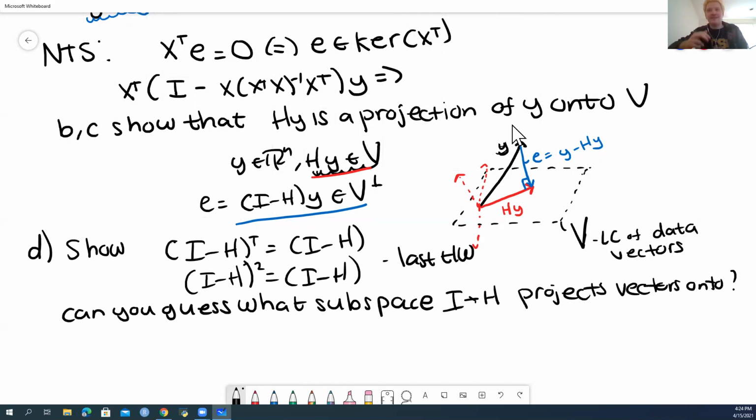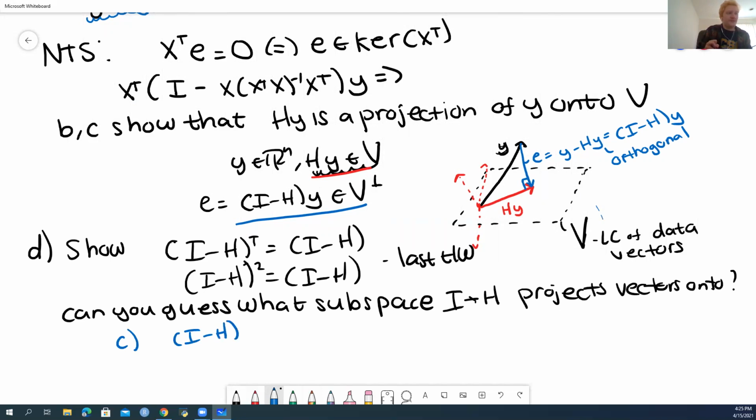Well, actually, it's quite easy. If you'll notice, remember E, which was equal to y minus hy, or also equal to I minus h times y, is orthogonal to V. So this is orthogonal to V. Again, this is not a formal proof of this, but I guess you prove this in class, basically, that I minus h times any vector is going to be in the orthogonal complement of V, and that's quite obvious from this picture as well, right? E is a projection of y onto the orthogonal complement of V.